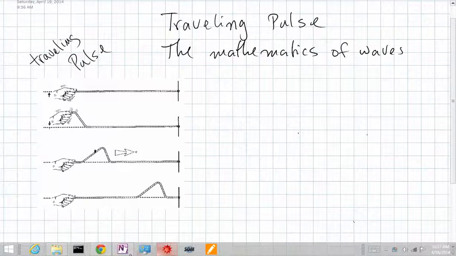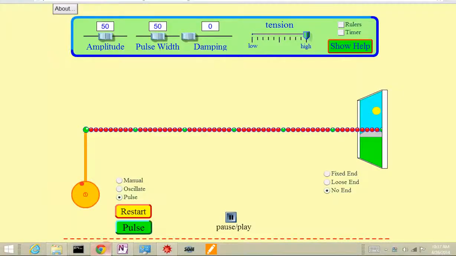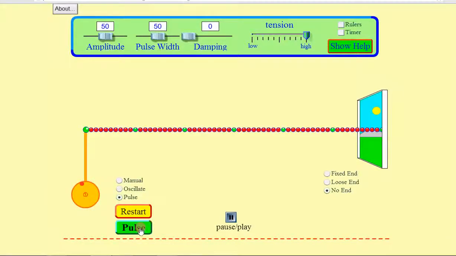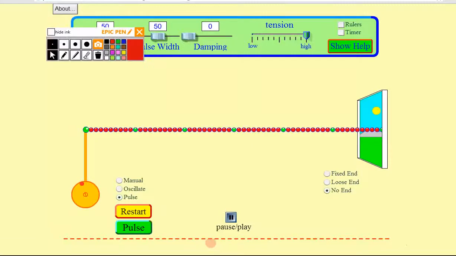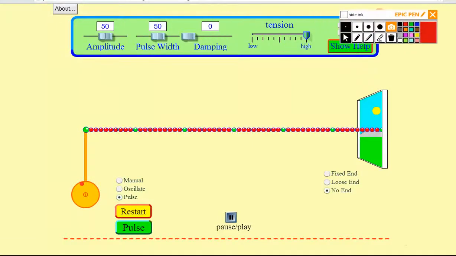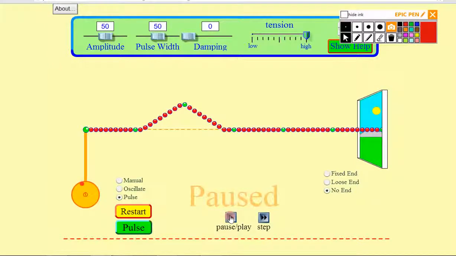In order to do that, let's look at this simulation here, and I can generate a pulse with this simulation. And there I have a pulse that is traveling to the right. I can generate another one. And let's look at what happens when I draw a coordinate system for this pulse. So let's generate a pulse and pause it. There, I have a pulse.